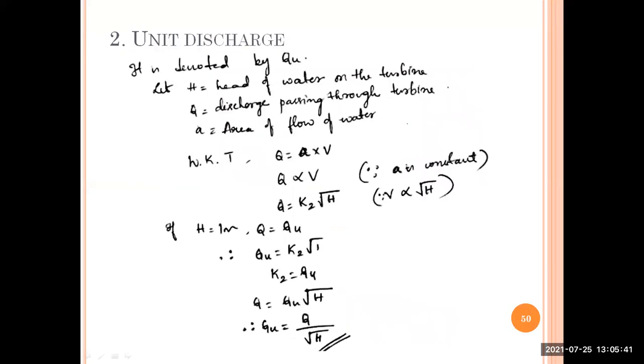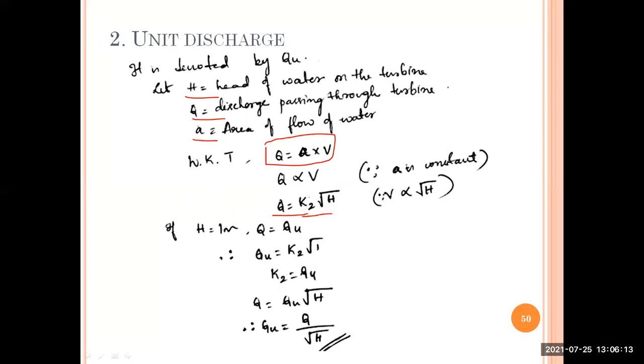Similarly, let us consider H is the head of the water on the turbine, Q is the discharge passing through the turbine, and A is the area of flow. And we know the general continuity equation, Q is equal to area into velocity, and the area remains constant. So you can write this equation as Q is directly proportional to V. Okay, and if you remove this proportionality, you will get a constant, which is called k2. So Q is equal to k2 into root H.